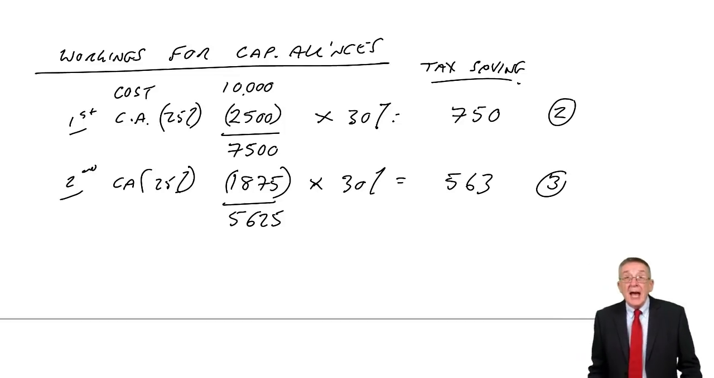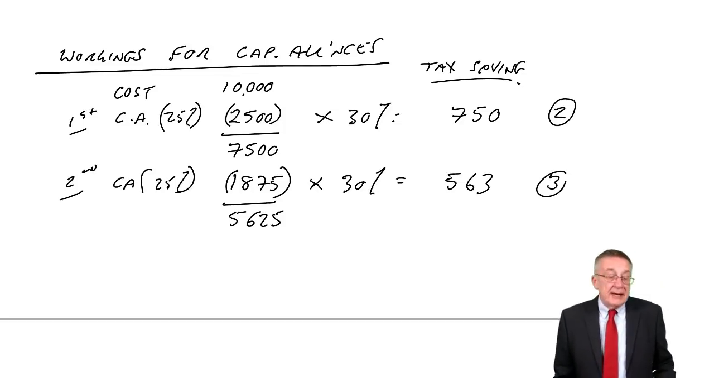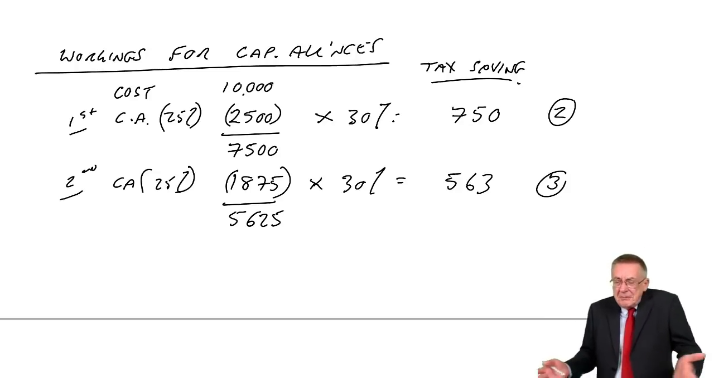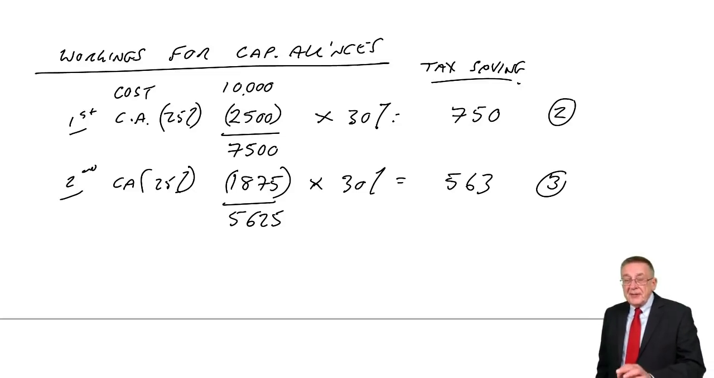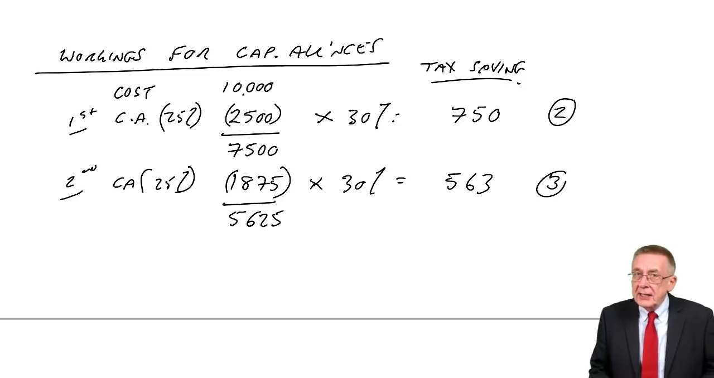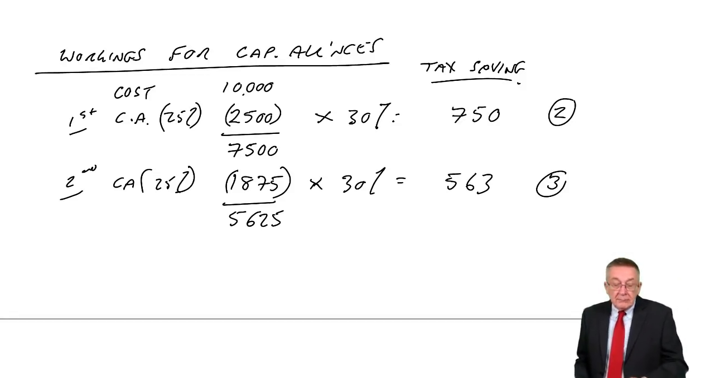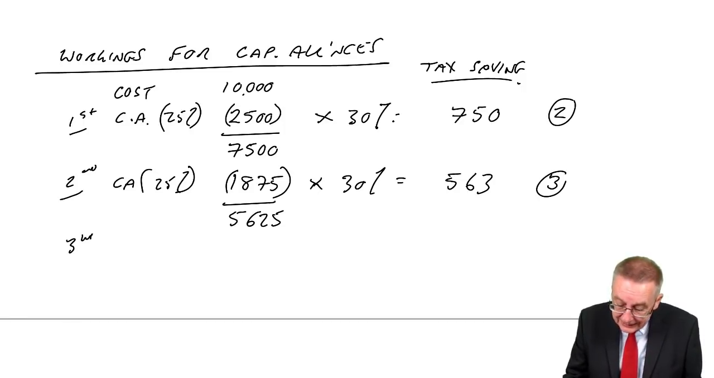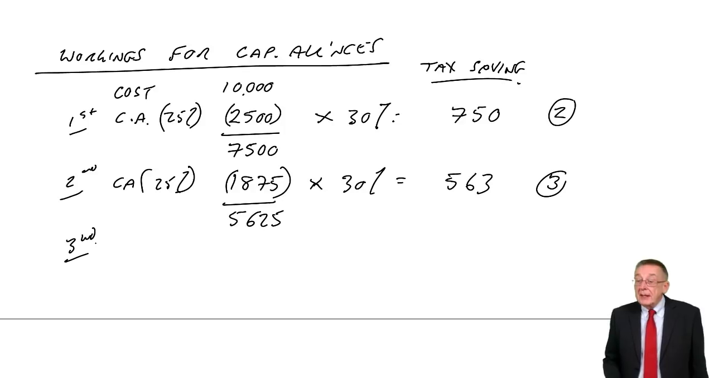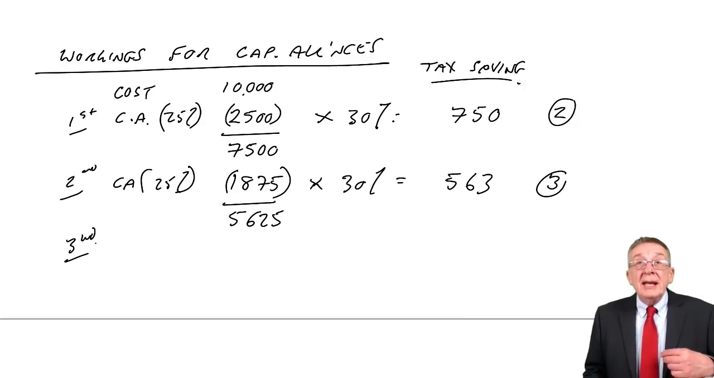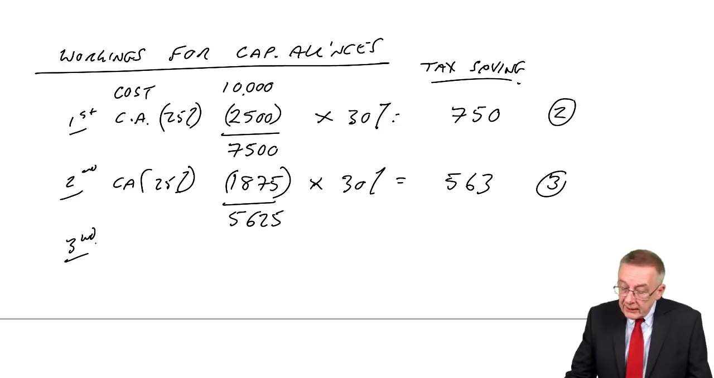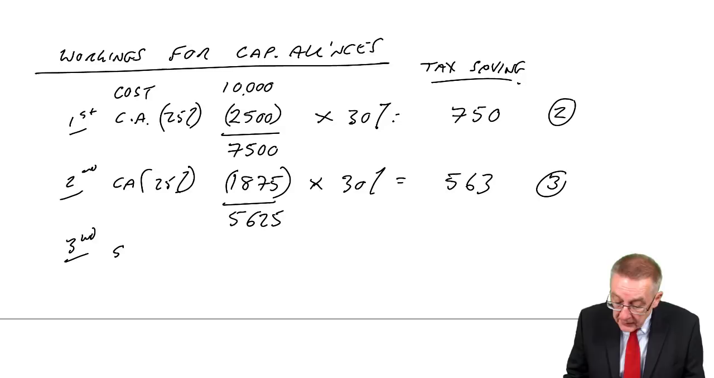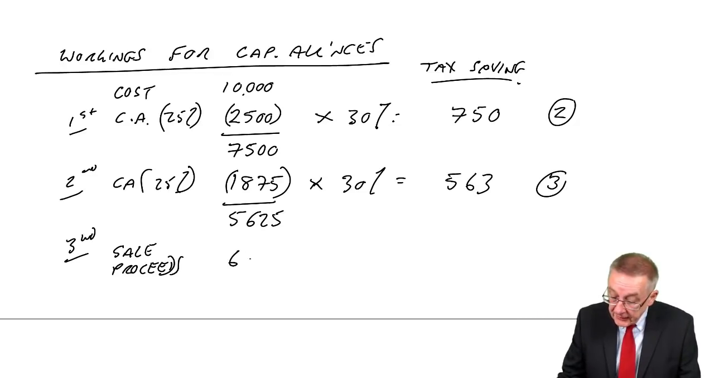You know, we carry on 25% each year. However, whatever might happen in paper F6, I know in paper F6 you have a pool of things, but we can't cope with that here. You do 25% each year until the final year, the year of sale. Here, we've got the machine for 3 years. So the final year is the third year. And in the last year, we do not calculate 25%. In the final year, we effectively get all the remaining allowances. In the final year, we simply deduct the sale proceeds, which here are 6,000.